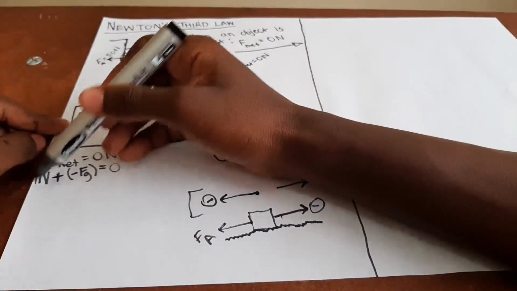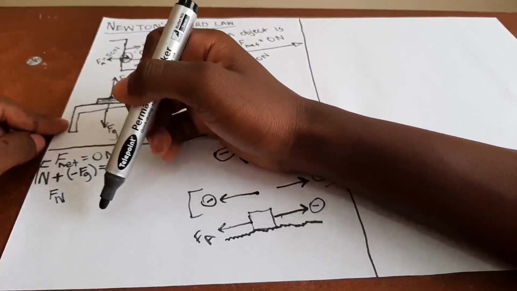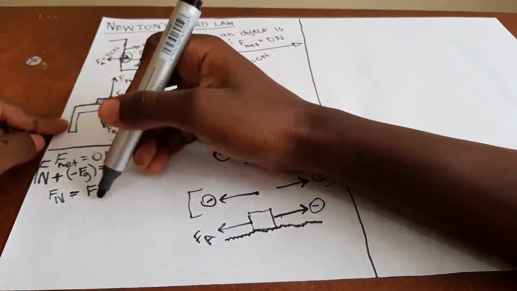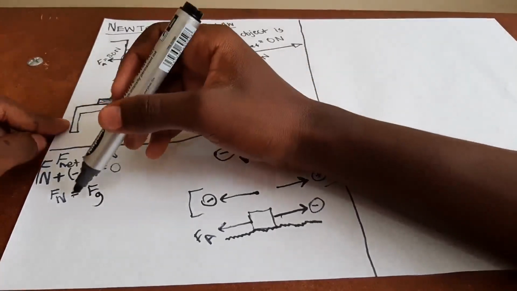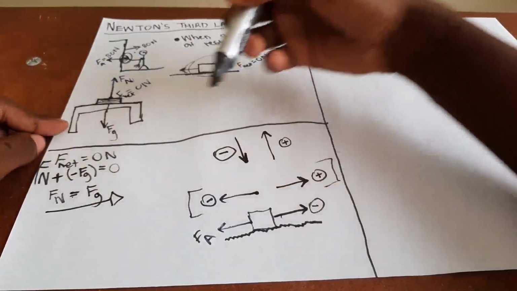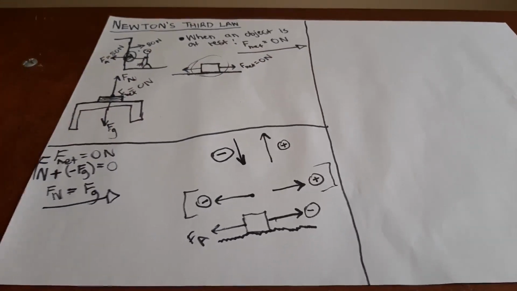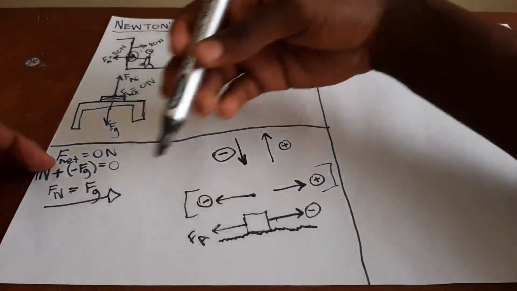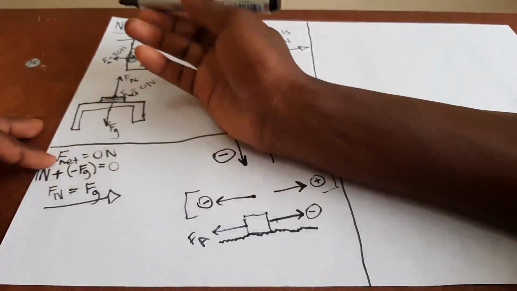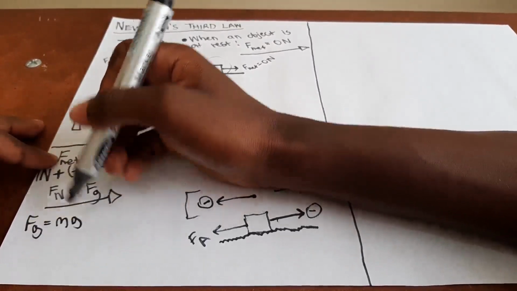So this basically means that the normal force is now equal to the gravitational force, because I took the gravitational force to be on that side. Yes, so that's how it goes. So again in this scenario, if the normal force is equal to the gravitational force, you know that the gravitational force is equal to mg, which is also equal to our weight.